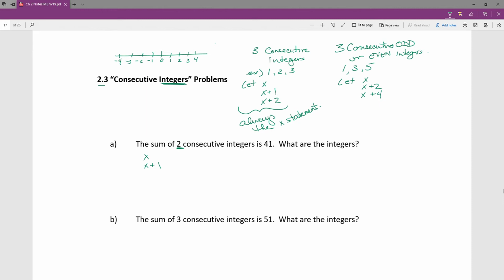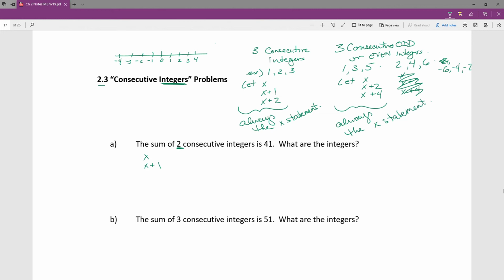Well, what if it was even integers? So what about 2, 4, and 6? Would they fit this same let pattern? It would be x for 2, and how we get to 4 would be x plus 2 and x plus 4. Doesn't matter whether they're odd or even, it's always the same x statements. What if they were negative numbers? So consecutive negative integers, we'll go -6, -4, -2. They would also fit this same pattern. It doesn't matter whether they're odd or even, these are always the x statements.